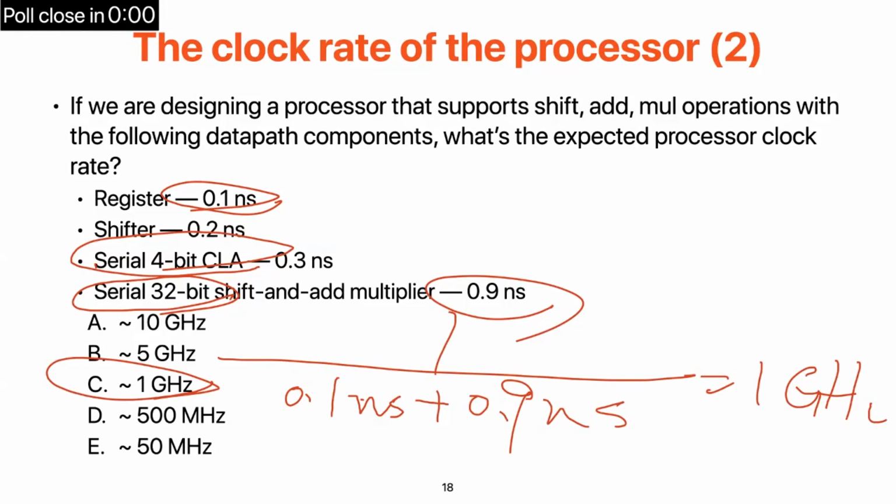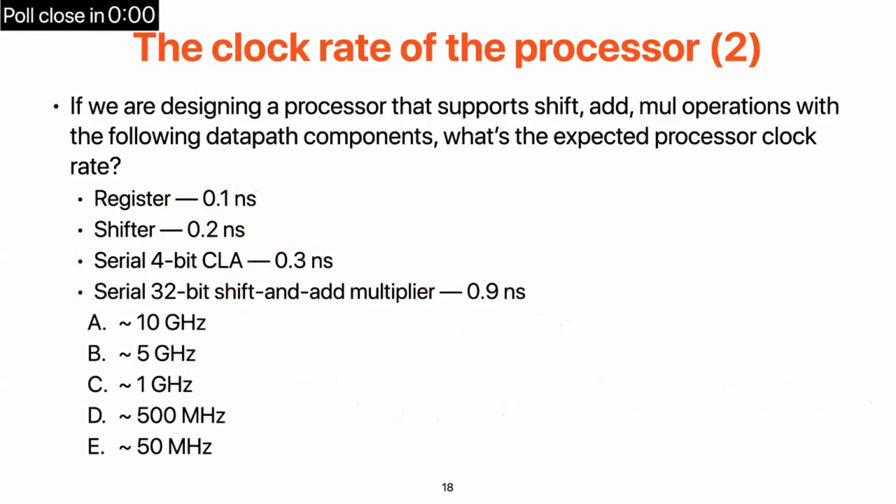So right now, let's say I have this processor, and as we learned, the clock rate is like that. But what if I change the latency of some of the components? Does that change your mind regarding the clock rate of the processor?